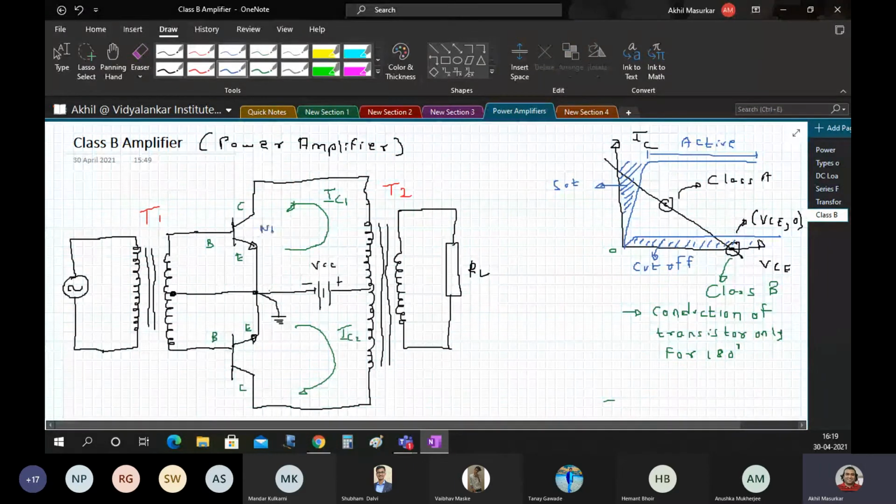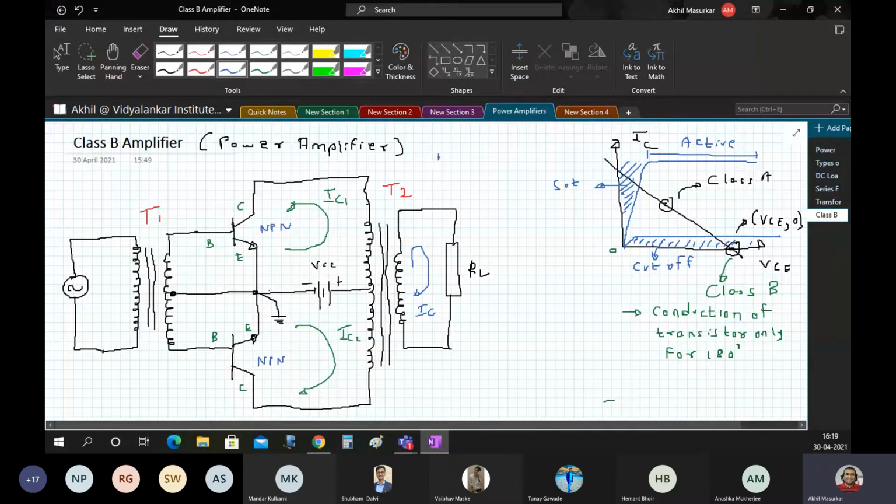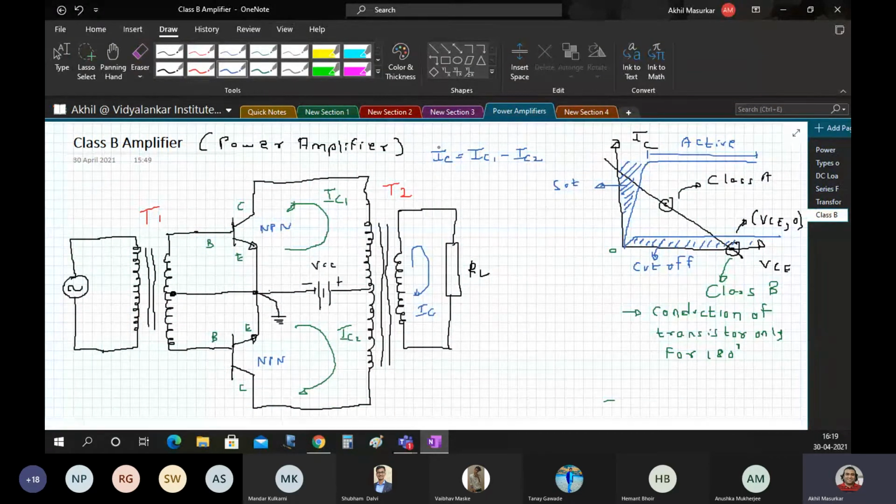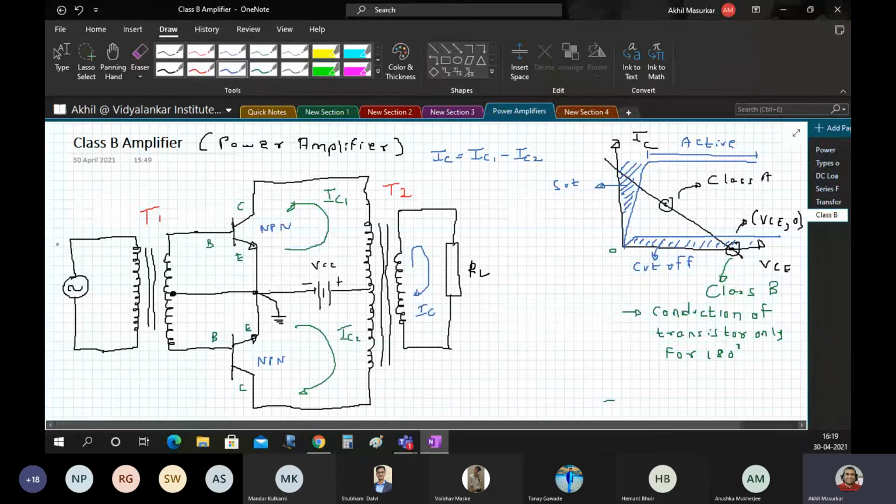Here this is a NPN. This is also a NPN. And the net current which will flow through the load is going to be IC. And IC will be IC1 minus IC2. That is basically the difference of IC1 and IC2. So please draw this circuit. Once you have drawn this circuit, just write done in the chat box.